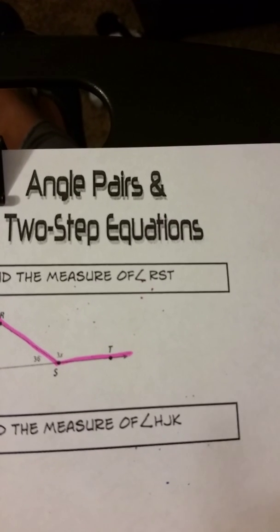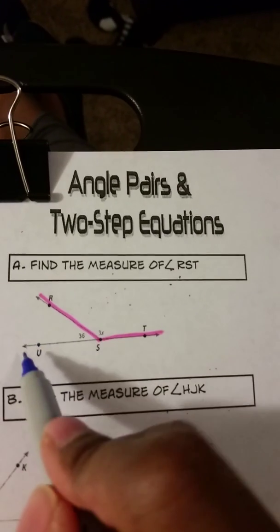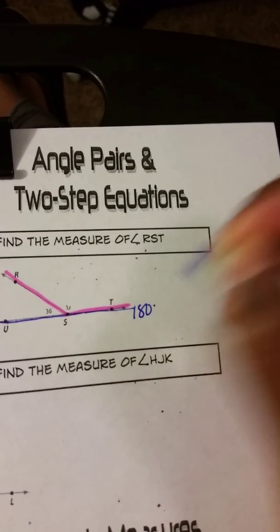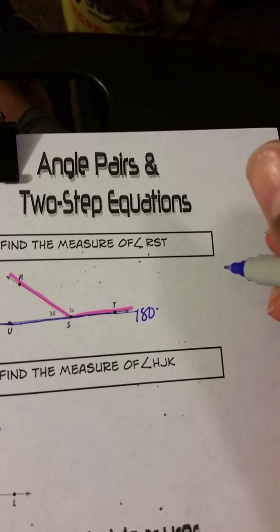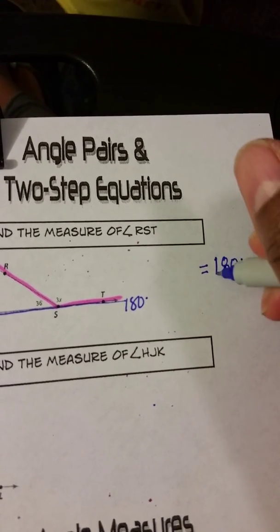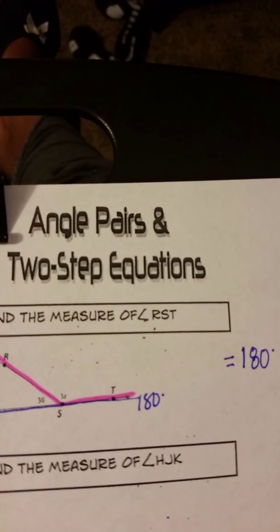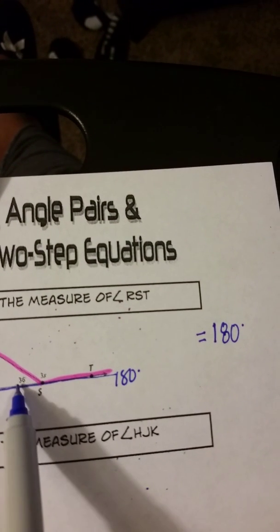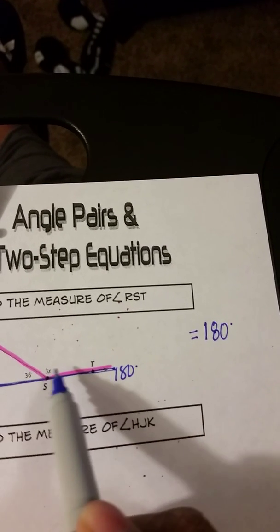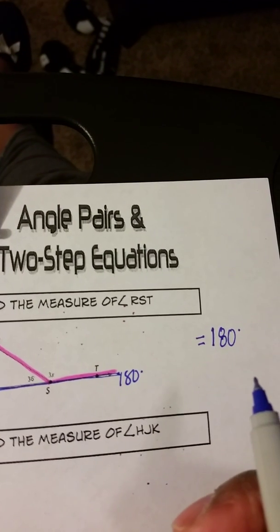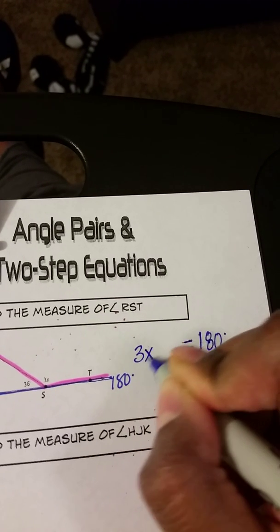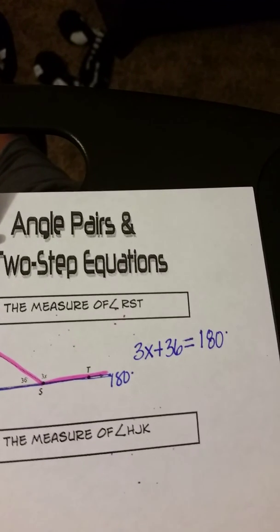Now we know that this straight line here is going to be equal to 180 degrees. So on this side, we're going to have 180 degrees. Our next step is we're going to do 36 and 3x. If this whole line is 180, these two together have to equal that 180. So we're always going to write it in y-intercept form, which would be 3x plus 36 equals 180.